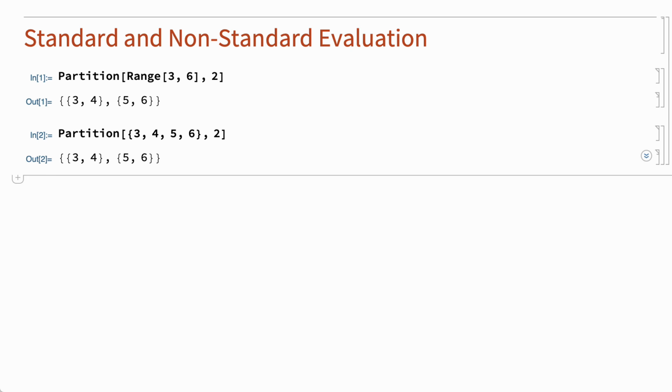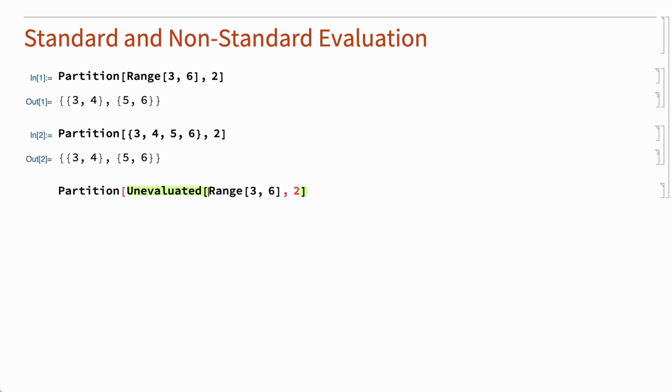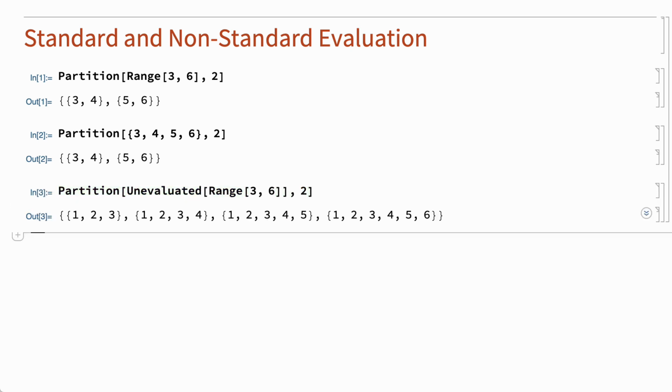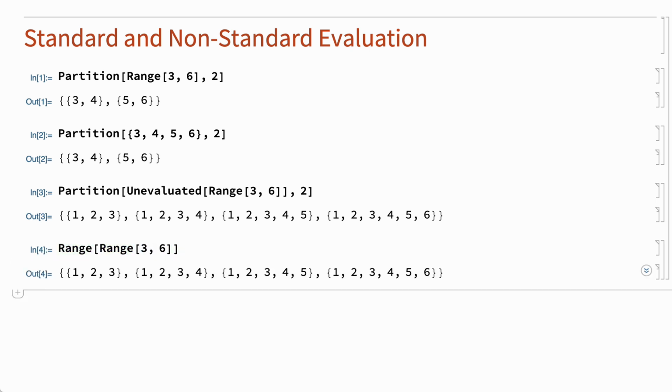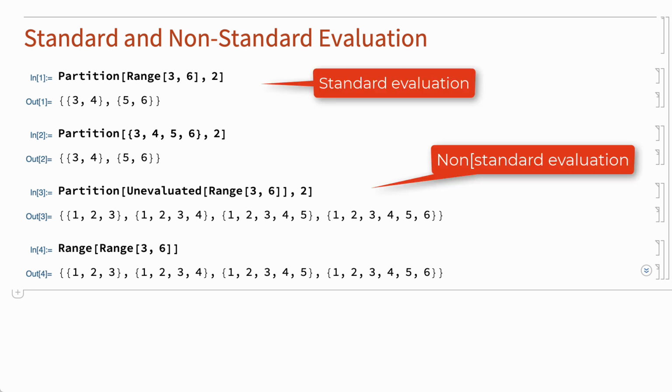It is possible to prevent evaluation of the element Range[3, 6] in that example by enclosing that element in Unevaluated, but that gives a very different result. Instead of partitioning the list {3, 4, 5, 6}, the Partition function then partitions the unevaluated expression Range[3, 6], which results in an intermediate result of Range[3, 6], which gives that different result. The point here is not the details of what happened in that specific example, but that order of evaluation is important, and the standard order is to evaluate the elements of an expression before evaluating the expression.